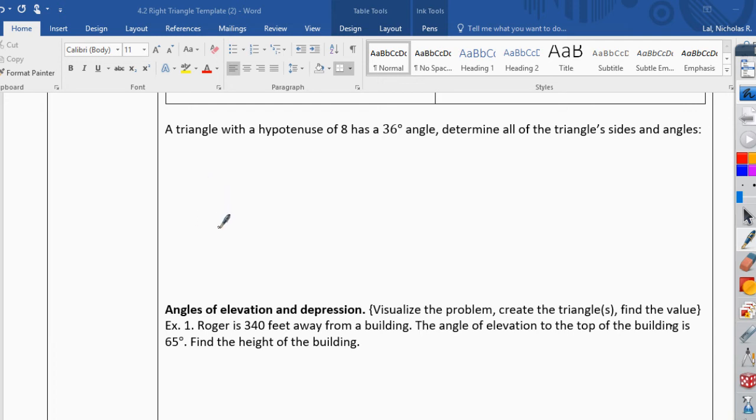Let's figure out how we could solve a triangle just from the hypotenuse and an angle. So for this one, we have to use some logic here, and you're going to have to use your calculator. Our central angle is 36 degrees, and our hypotenuse is 8. How could we find our opposite side to 36? How can we find our opposite side?